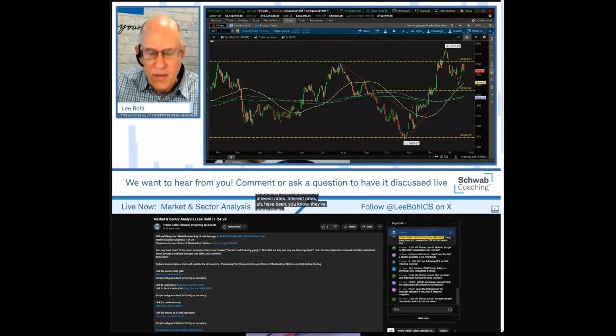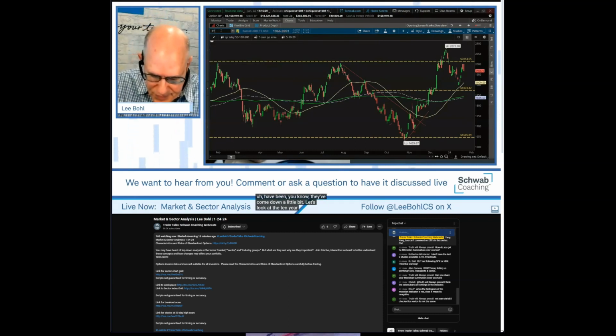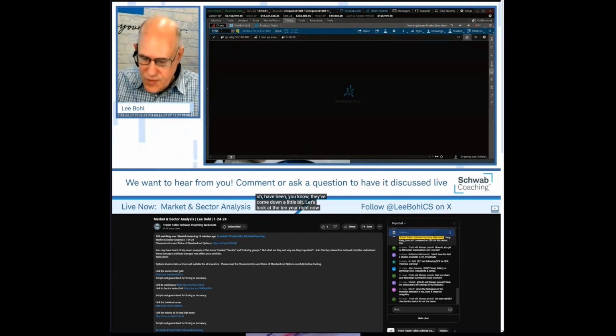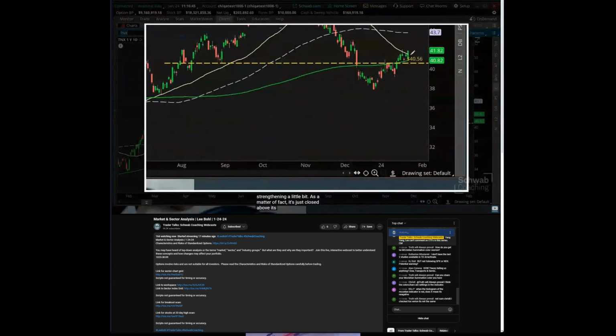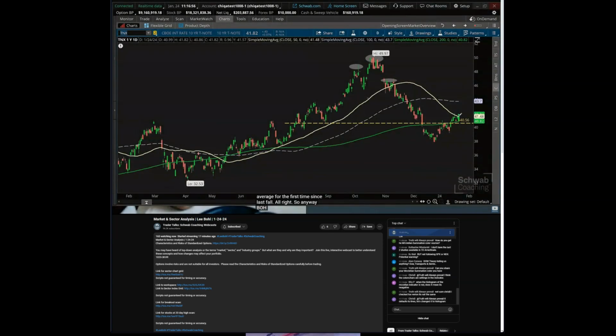Let's look at the 10-year right now. And you can see that it is strengthening a little bit. As a matter of fact, it's just closed above its 50-day moving average for the first time since last fall. All right. So anyway, bottom line is that is a bit of a negative for the Russell. Perhaps one way that will maybe keep it a little bit under pressure.